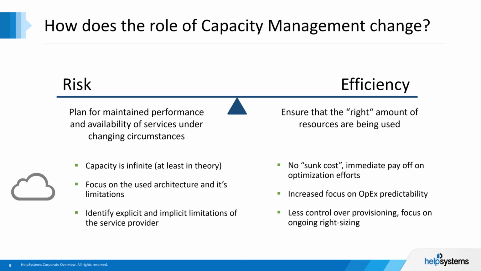Any type of optimization that you do in the public cloud will pay off immediately, because you shut off resources, you pay less, and it shows up on your next bill from the provider. So you need to have an increased focus on that OPEX, and to have a predictability around that, so you know what the bill is going to look like in the coming month or in the coming quarter.